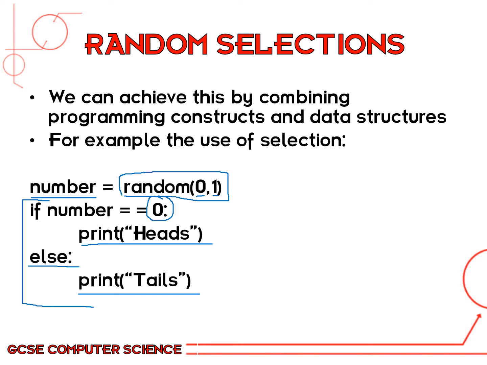When we talked about selection, this is the if-else programming construct here. When we talk about substitution in maths, which is always applied using these variables, we can look at it as whatever value this function generates, so whether it's 0 or 1, let's just say it generates 1. That value gets assigned into this variable, so number is now 1. So then we're saying if number equals 0, which it doesn't, then it's going to go down to else and it's going to print out tails.